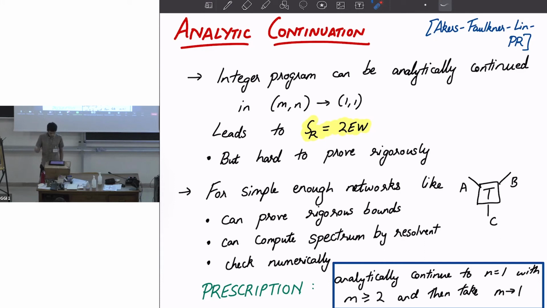And so the proposal in the end is that the correct order of limits for this problem is to analytically continue to n equals 1, which is where you compute the entropy.